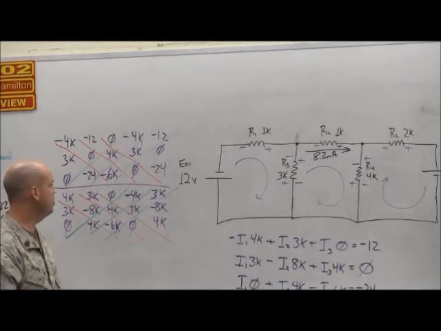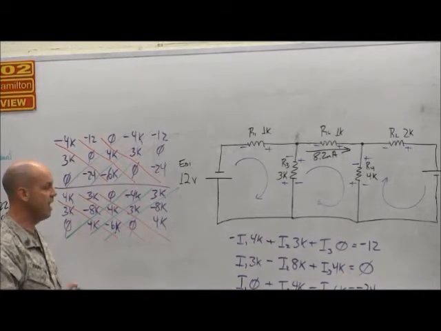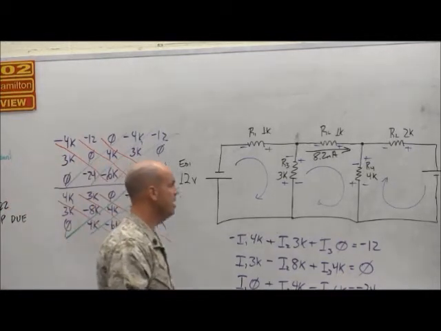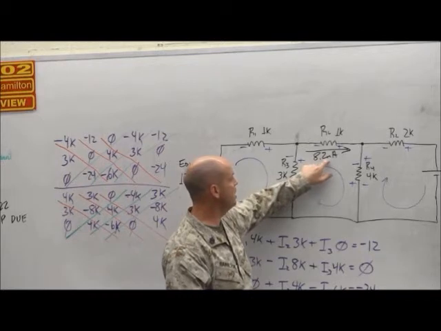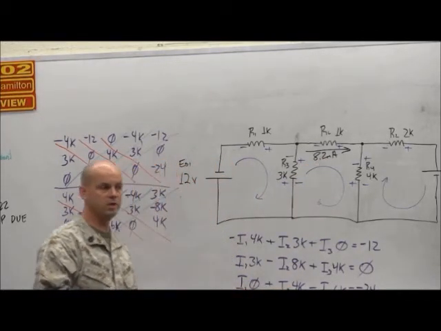And then that's going to tell you what? What I sub 2 is. And from there, I sub 2 should be that current going across RL. Any questions about that?